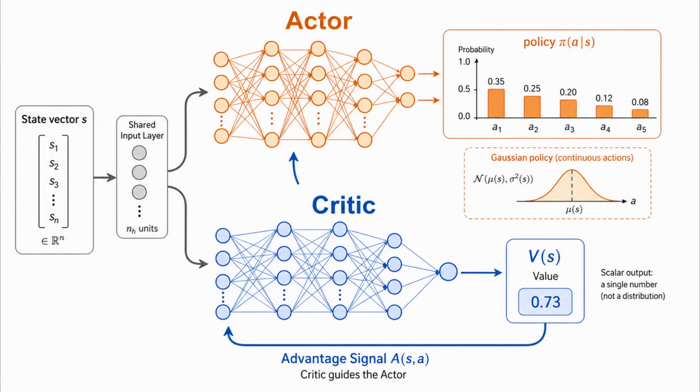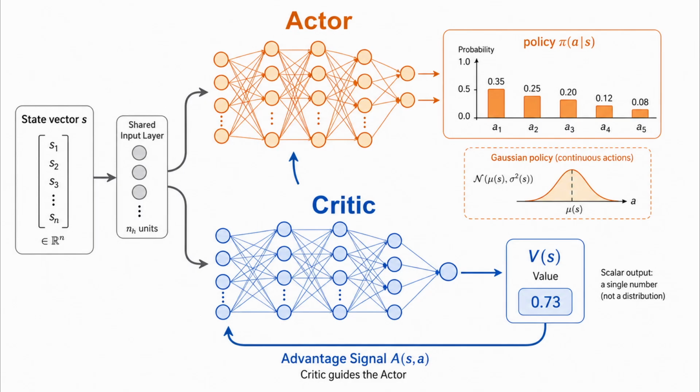This dramatically reduces variance. The advantage function. The key quantity in actor-critic is the advantage: A(s, a) = Q(s, a) − V(s). The advantage tells us how much better this specific action is compared to what the agent would get on average from this state. If the advantage is positive, the action was better than expected. Negative means worse than expected.